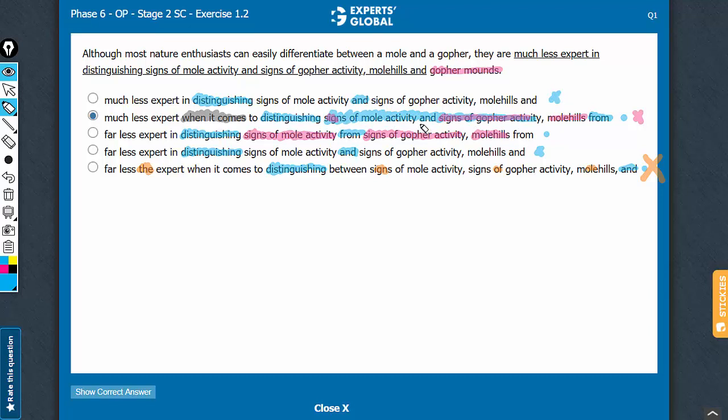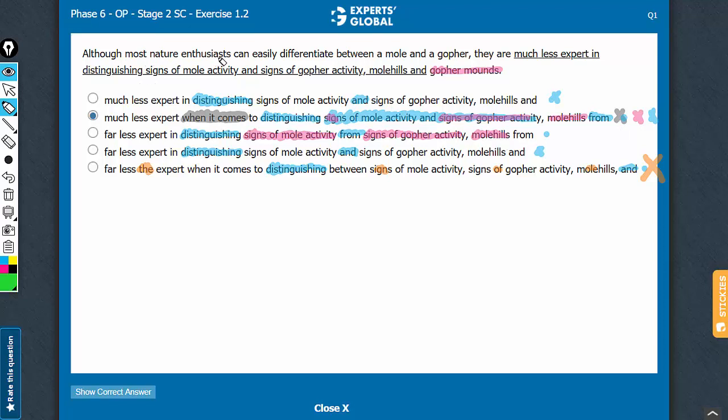So the reason for which we eliminated A and D in the beginning is very much a reason why B should not be correct, distinguishing A and B. So one more reason why B should not be correct. And then of course we saw a redundancy issue here, when it comes is not needed. So choice B has one more reason for being incorrect.